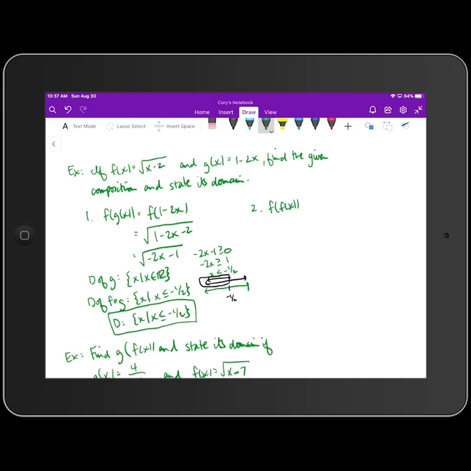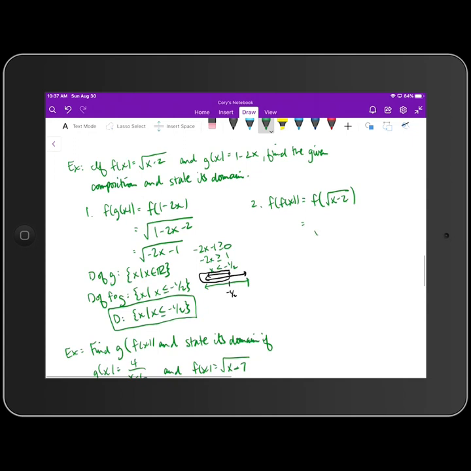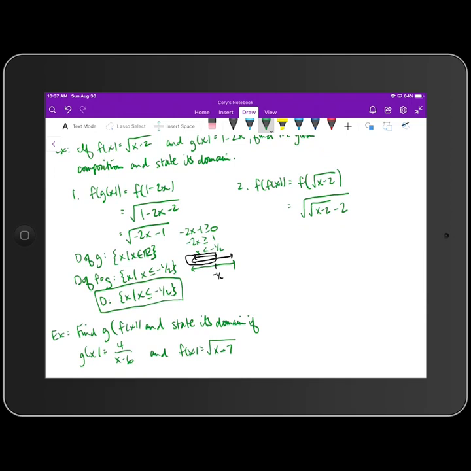Okay, on to the next part, f composed with f of x, which is f of the square root of x minus 2. So when I plug that in the place of x in our function f, we're going to get the square root of x minus 2 minus 2. Okay, so that's our composite function.